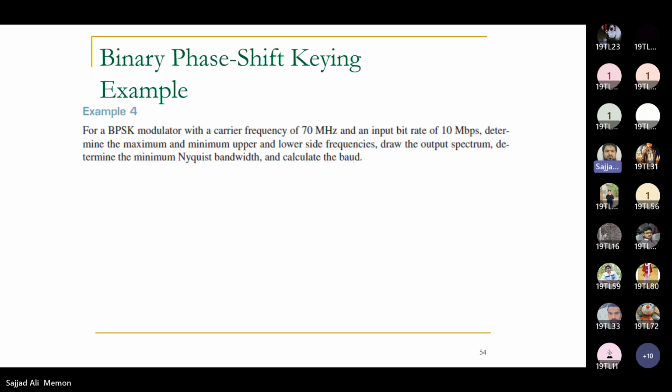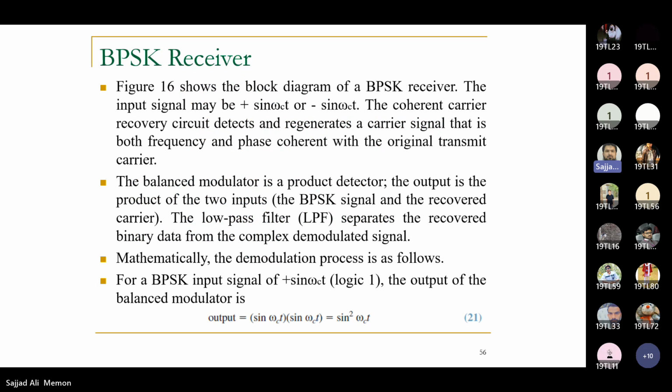Then we have example 4 that says: for a BPSK modulator with a carrier frequency of 70 megahertz and an input bit rate of 10 megabits per second, determine the maximum and minimum upper and lower side frequencies, draw the output spectrum, determine the Nyquist bandwidth, and calculate the baud. So take this as homework. Send me the solutions of this overnight. The solution is there.